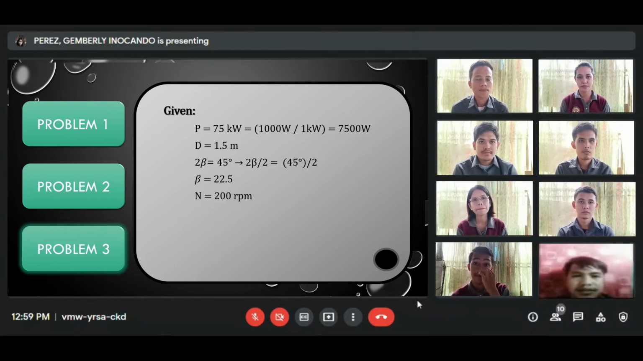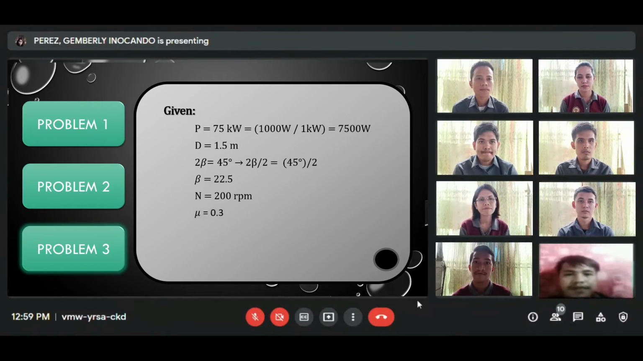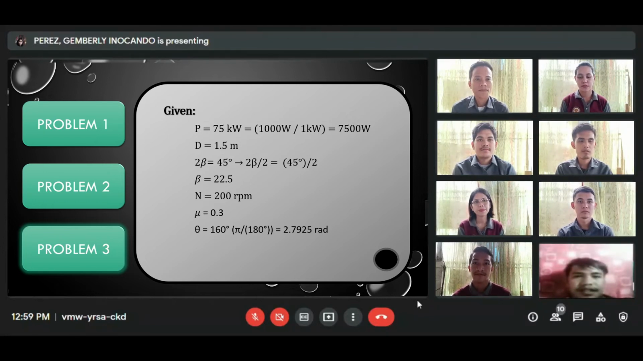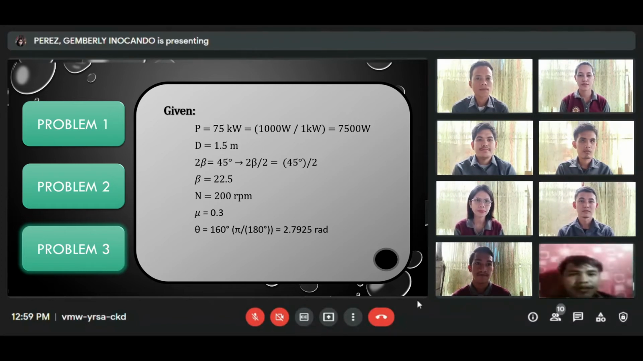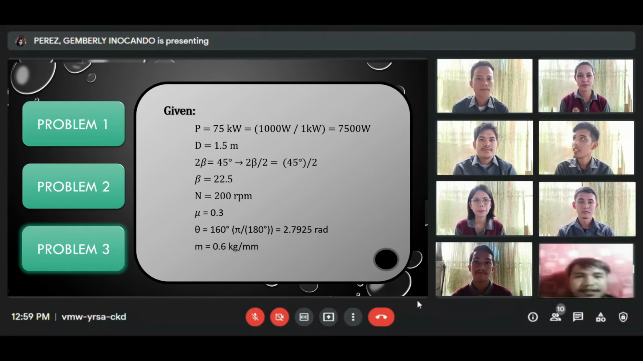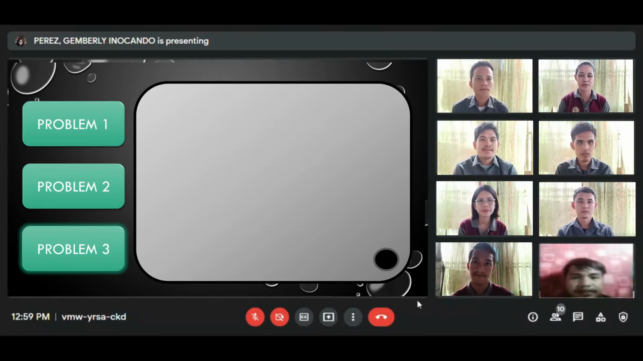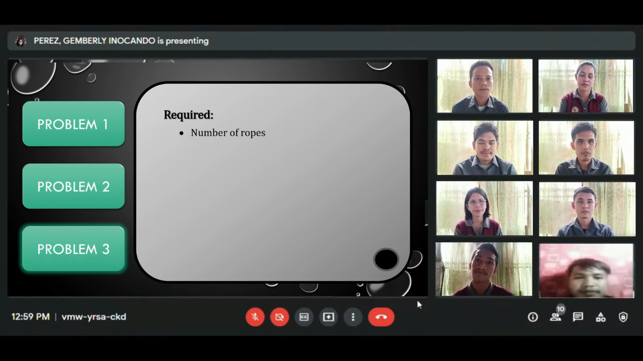N is equal to 200 rpm. Coefficient 0.3. 160 degrees times pi over 180 degrees equals 2.7925 radians. Mass is equal to 0.6 kg per meter. T is equal to 800 N. Required: number of ropes and initial tension.